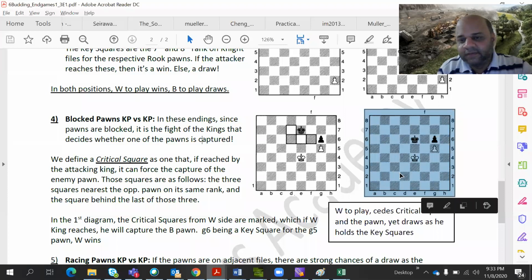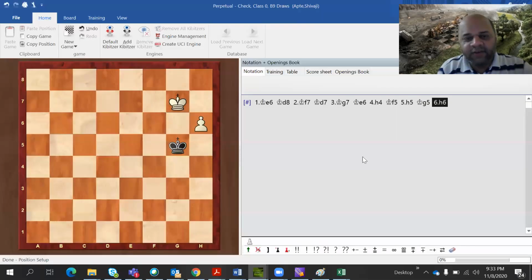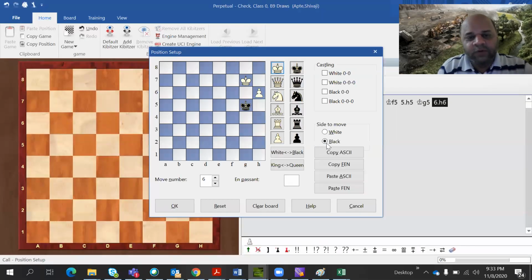Okay, fine. Set up the board, clear it. White pawn is on G5, black pawn is on G6. Black king has come here, white king is here. Let us say the previous position was black to play, so now it is white to play.